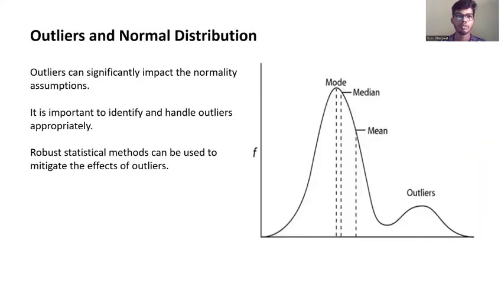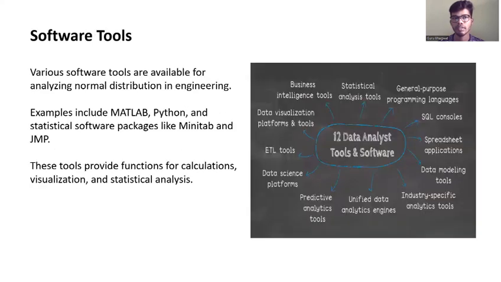These are the outliers in the normal distribution. Outliers can significantly impact the normality assumptions. It is important to identify and handle the outliers appropriately. Robust statistical methods can be used to mitigate the effects of outliers, which involve the mean, median, mode, and the final one is the outliers.